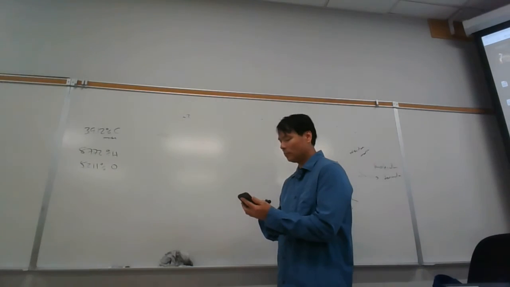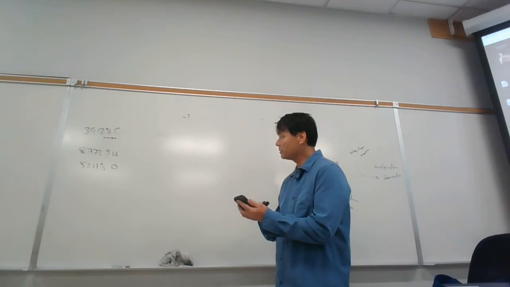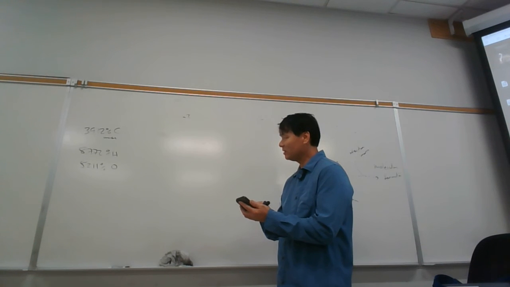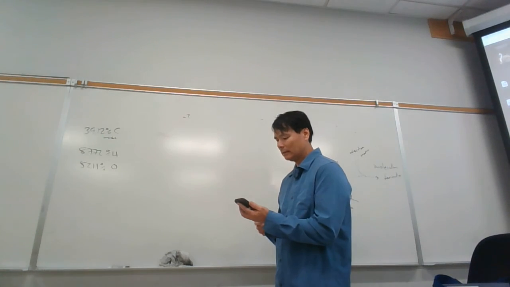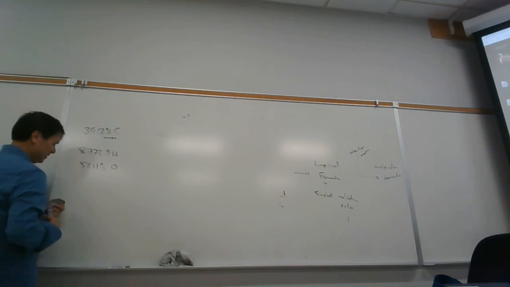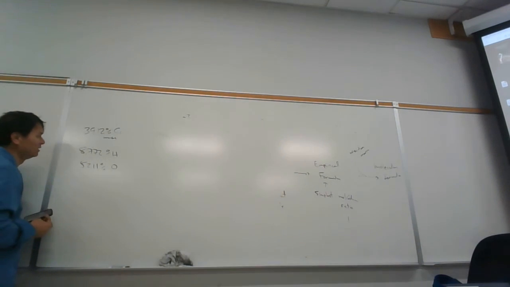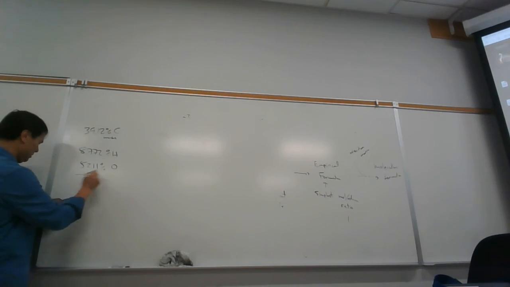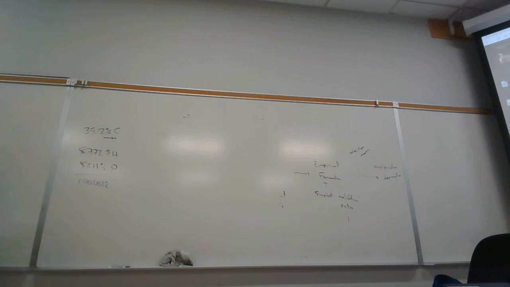So 39.12 plus 8.772 plus 52.11. You know what it adds up to? 100.002%. This has too much of something. What do you think that's due to? Rounding. So, all right, it adds up. Close enough.